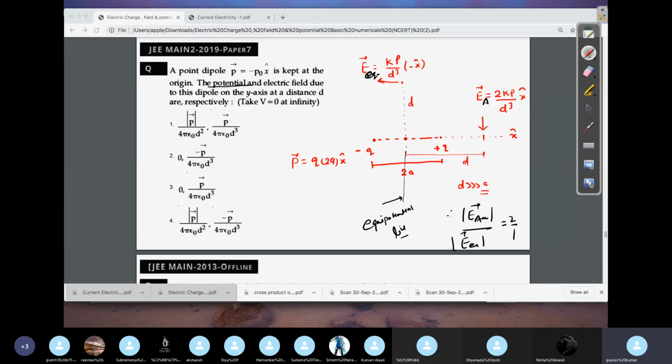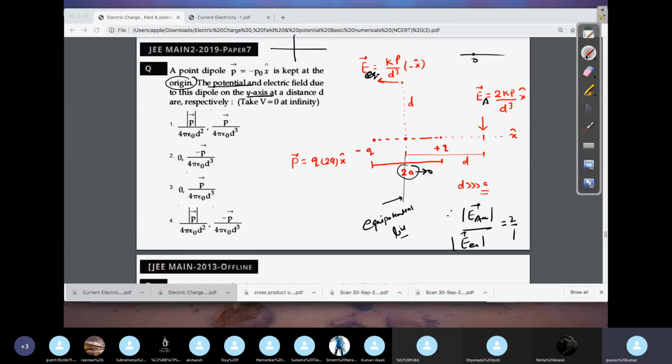They're asking the potential and electric field on the y-axis, and they have given the dipole along the x-axis, kept at the origin at a distance d. What is the meaning of kept at the origin? It basically means 2a tends to 0, and therefore this dipole is just a point for you.